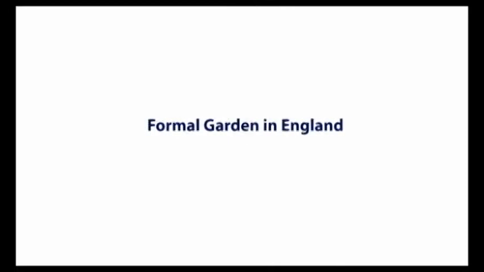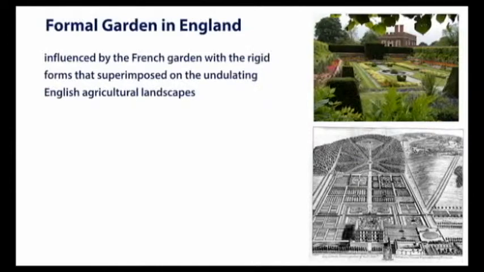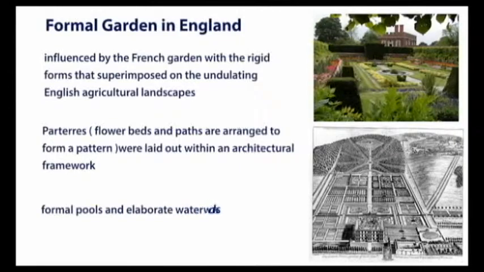The formal garden in England. Influenced by the French garden with the rigid forms that superimpose on the undulating English agricultural landscapes. Parterres, which are flower beds and paths arranged to form a pattern, were laid out within an architectural framework. There were also formal pools and elaborate waterworks. However, the French formal garden did not fit well with the open landscape in England.